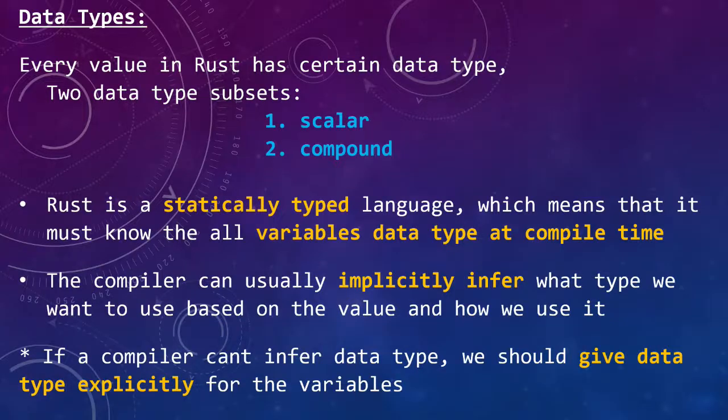Rust is a statically typed language, which means that it must know all variables' data types at compile time. The compiler can implicitly infer what type we want to use based on the value and how we use it. If a compiler can't infer the data type, it means we should give the data type explicitly for the variables.